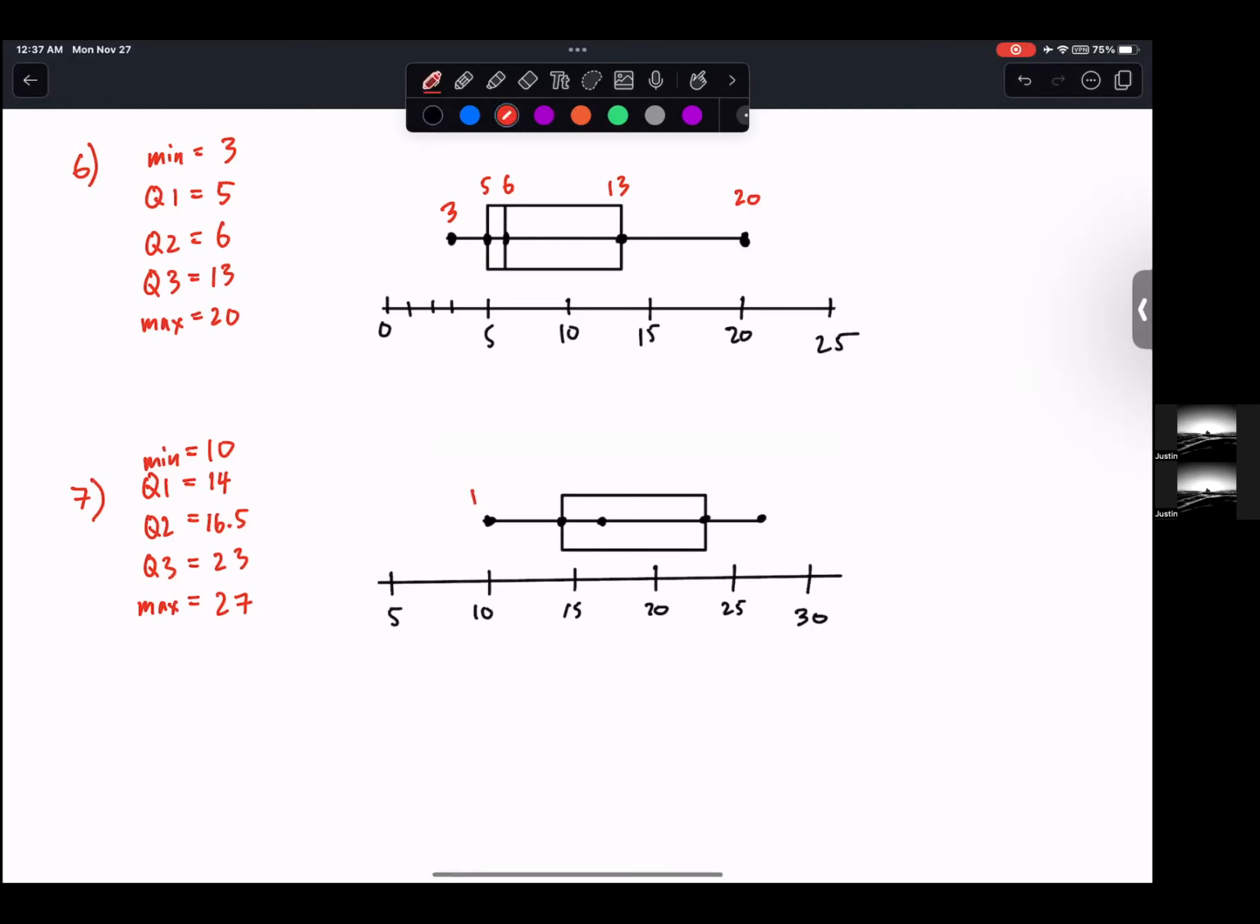Let's make the labels. So this is 10. This would be 14, Q2. Q1, I mean. Q1 is 14. Q2 would be 16.5. That's the median, right? Q3 is 23, and then the max is 27.